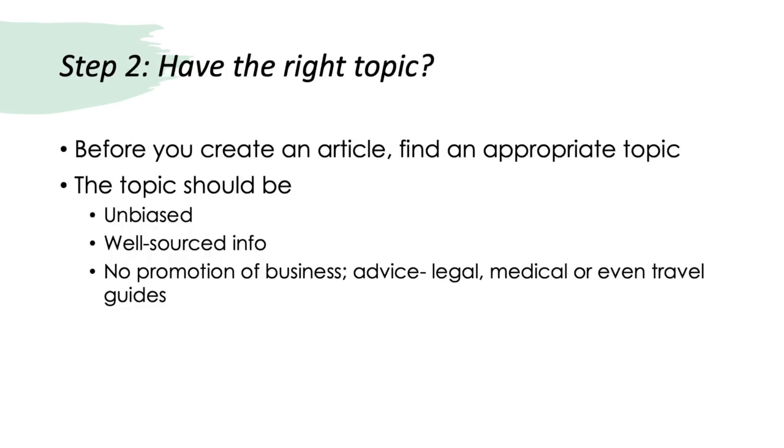Okay, step 2. Do I have the right topic? So before you try to create an article, make sure you have an appropriate topic. Wikipedia wants unbiased, well-sourced information about subjects that are notable enough to appear in an encyclopedia. The site rejects articles that promote or publicise a business, advice, legal, medical or otherwise, even instructional manuals, travel guides and news items.